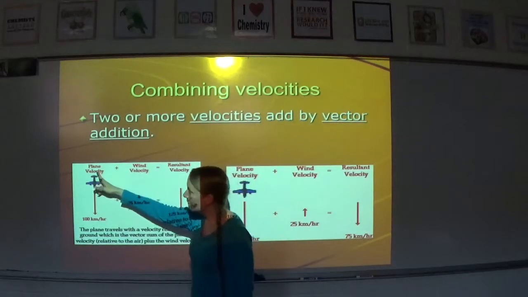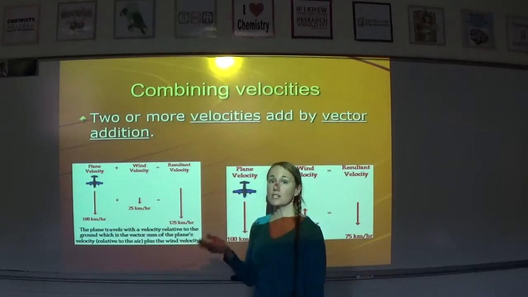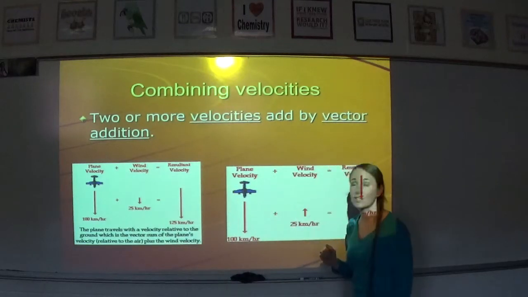So here, we have the plane's velocity of 100 kilometers per hour and the wind in the same direction, 25 kilometers per hour. So we would add those to get a total of 125 kilometers per hour.